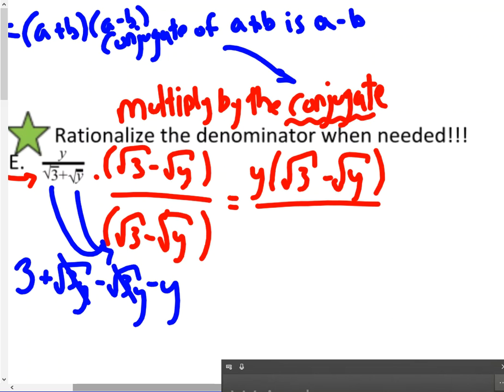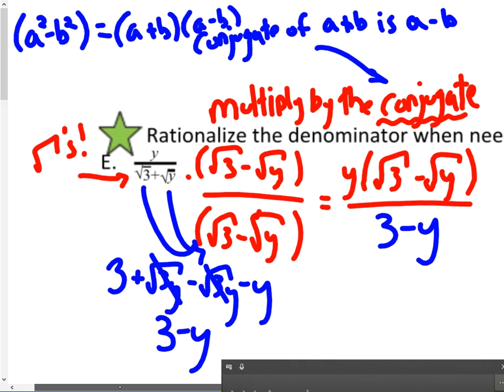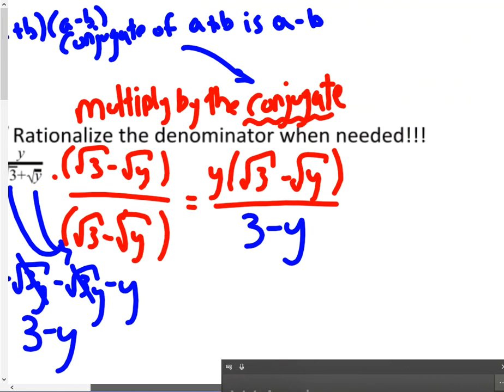These two middle terms are going to cancel, which makes sense. We'll have 3 minus y left over. The rule that I wrote back up here, that a squared minus b squared is equal to a plus b times a minus b, that is where all this is coming from. The square root of 3 plus the square root of y was our a plus b, with a being square root of 3, b being the square root of y, and 3 minus y being a squared minus b squared.